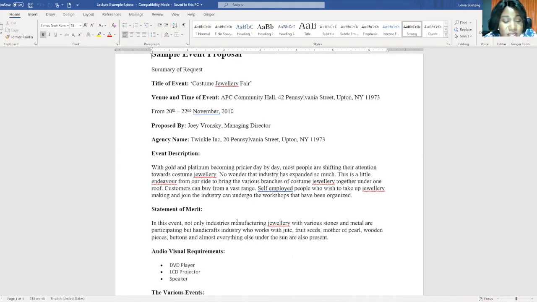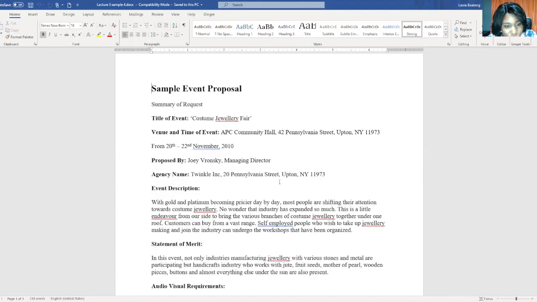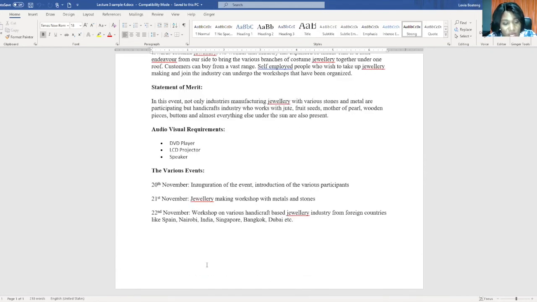Because some events take place over a period, sometimes a day or two, or even if it is one day, they do more than one activity as part of the event. So as part of this particular event, which is the costume jewelry fair, they have 3 separate events that are taking place on different days, all related to the costume jewelry fair.